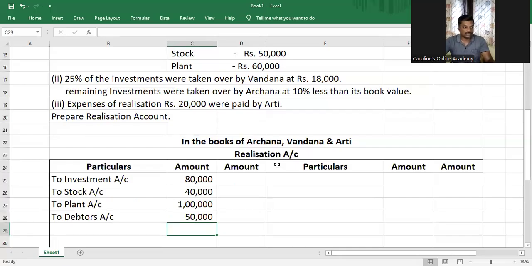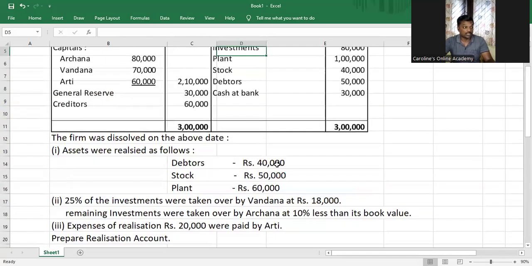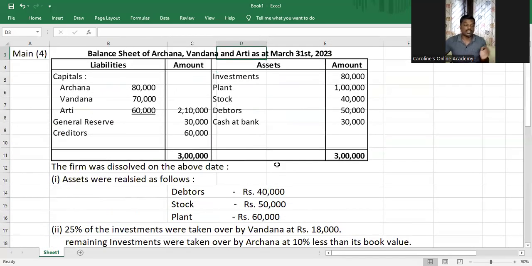Once you transfer the assets to the realization account, just add them and write the total in the outer column, and then transfer the liabilities to the realization account. If you see in this question, under the liability side of the balance sheet, we have capital and general reserve. All these are not supposed to be transferred to realization account.